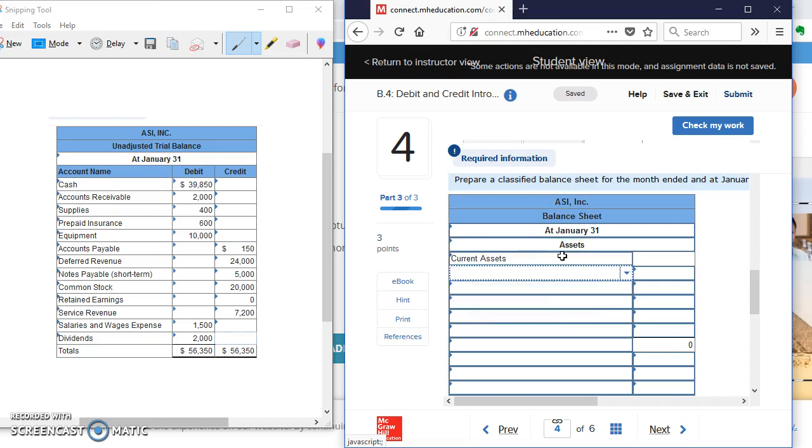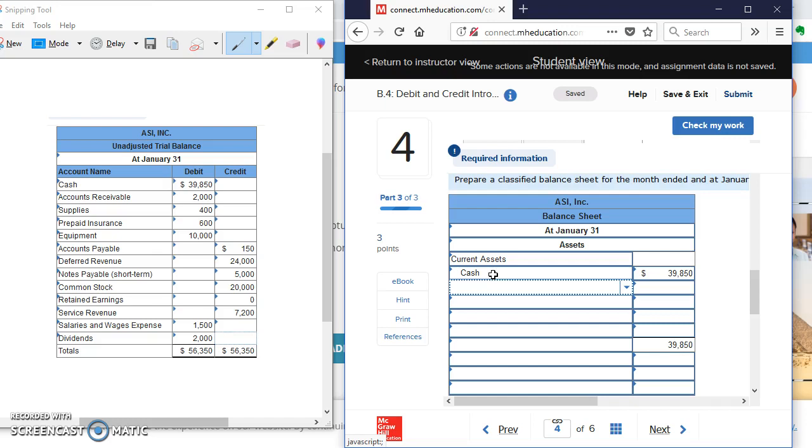So I want a current assets section at the top of the balance sheet. Then I'm just going to go right down the line. If you look here, my trial balance grouped 5 assets all together. I want to get those all into the balance sheet. Which ones are current? Well, cash is always current. So I'm going to put the cash in there, $39,850.